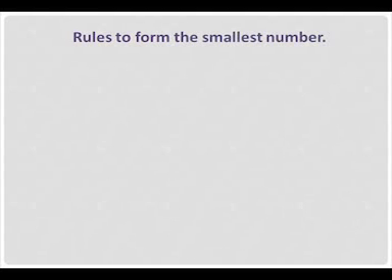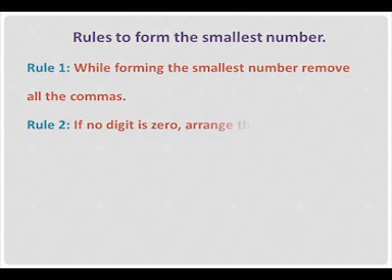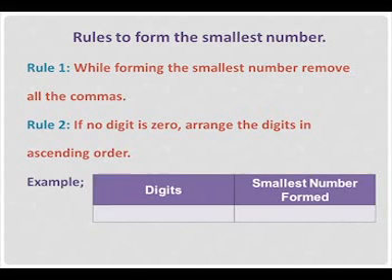Rules to form the smallest number. Rule number 1. While forming the smallest number, remove all the commas. Rule number 2. If no digit is 0, arrange the digits in ascending order. For example, let's take digit 4935. We will first remove all the commas and then we will arrange the digits in ascending order. So, the smallest number formed is 3459.